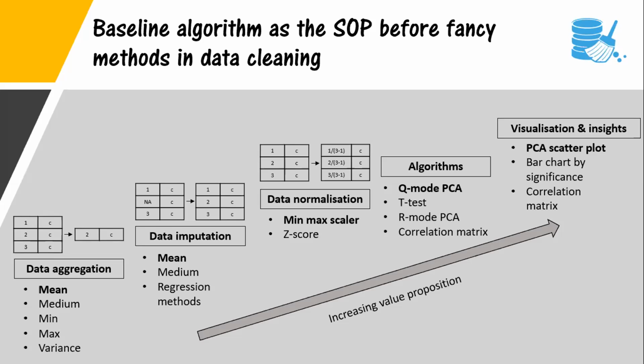All right. Before we start doing our data exploration, we have run through a baseline algorithm as an SOP method. For the data aggregation, we just use the mean first, imputation by mean as well, before any fancy method, with a min-max scaler. Then to see how the data is distributed, we use the Q-mode PCA, because the number of variables is more than the sample data set itself. So it is better to use Q-mode to maximize the variance. Then we visualize using just the normal PCA scatter plot and see how it looks.